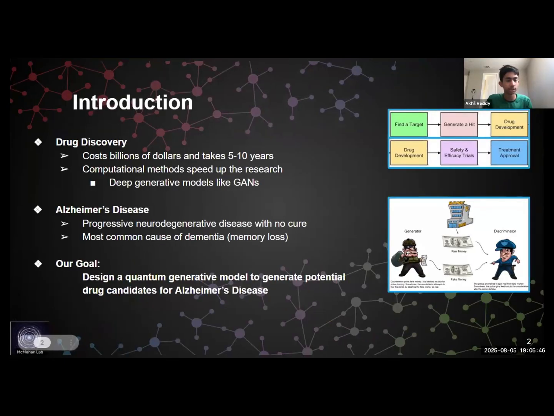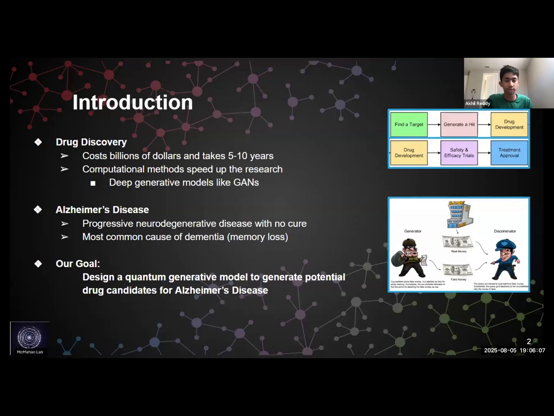All right, so the problem is that the drug discovery process usually costs billions of dollars and takes around 5 to 10 years to create usable drugs for patients. But computational methods over time are able to speed up this research, especially with deep generative models like GANs, or generative adversarial networks, which can actually generate molecular structures.